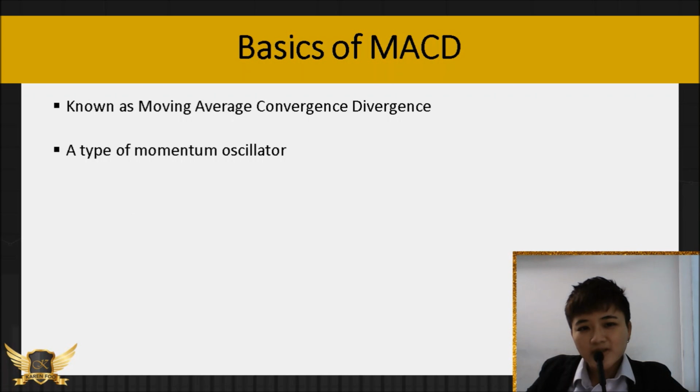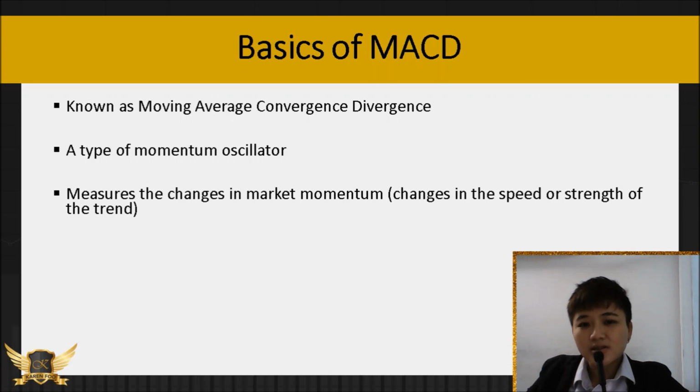Basically what an oscillator does is that it measures the changes in market momentum. What it means is that it measures the change in the sentiment of the market. Is the market going from bullish to bearish, or is it going from bearish to bullish? So in a way it tells you the change in the speed and also the strength of the trend. Is the trend going to run out of momentum and then retrace, or is the trend going to have enough momentum for it to continue its trend? And even if it does continue with its bullish trend, how fast will it go? This is what MACD is going to tell you.